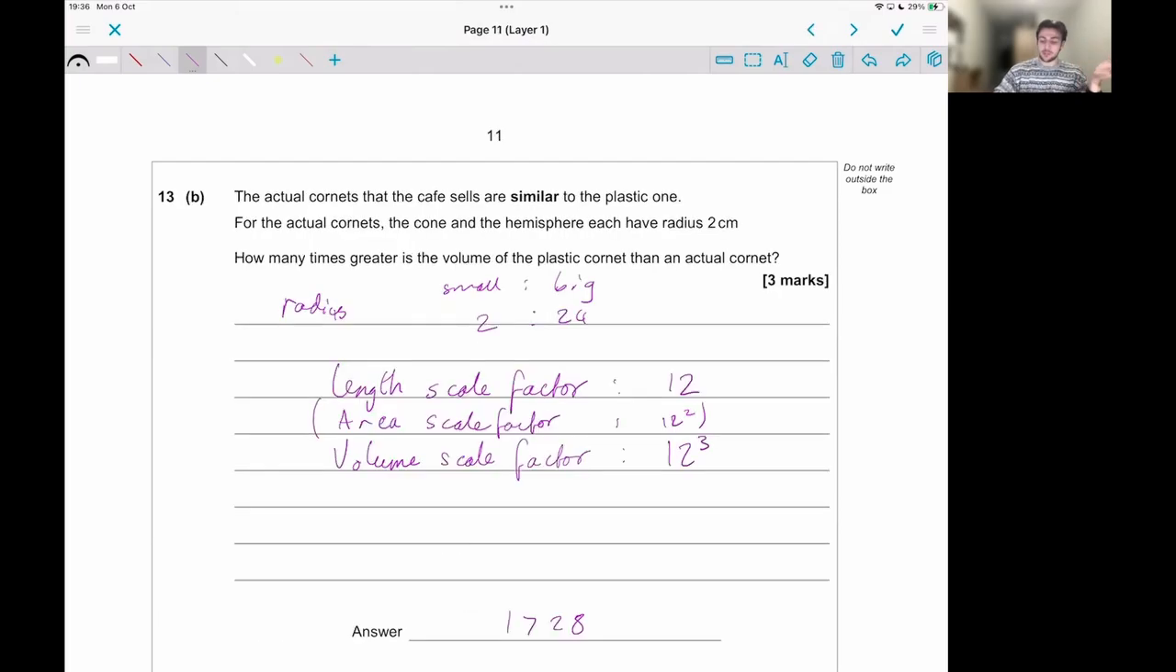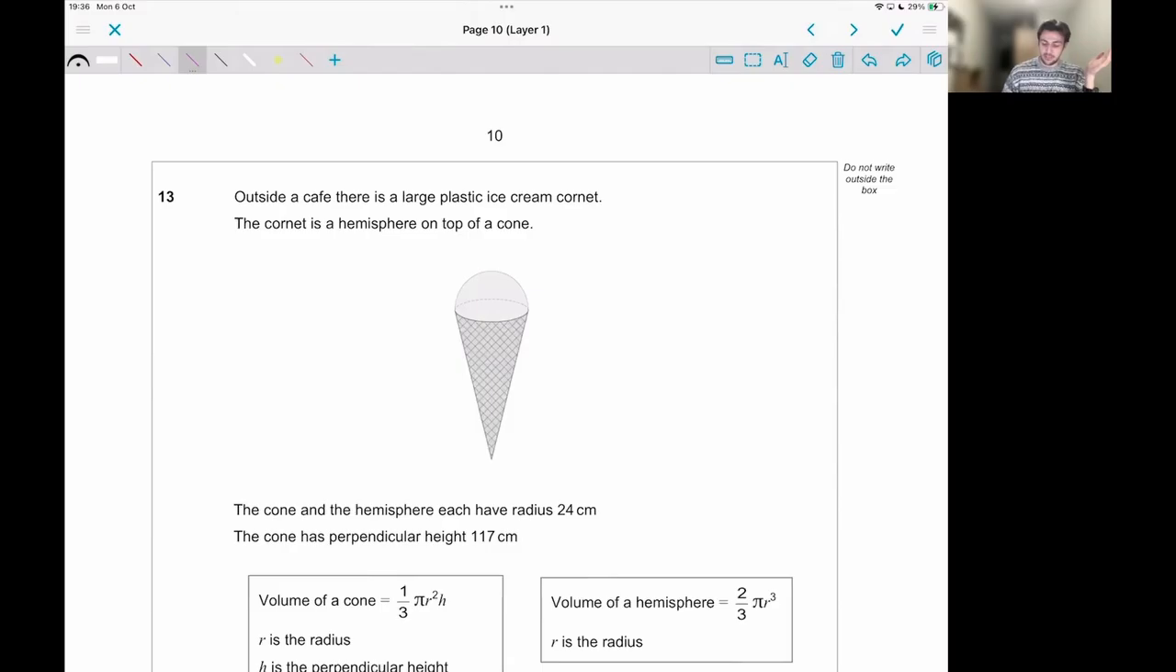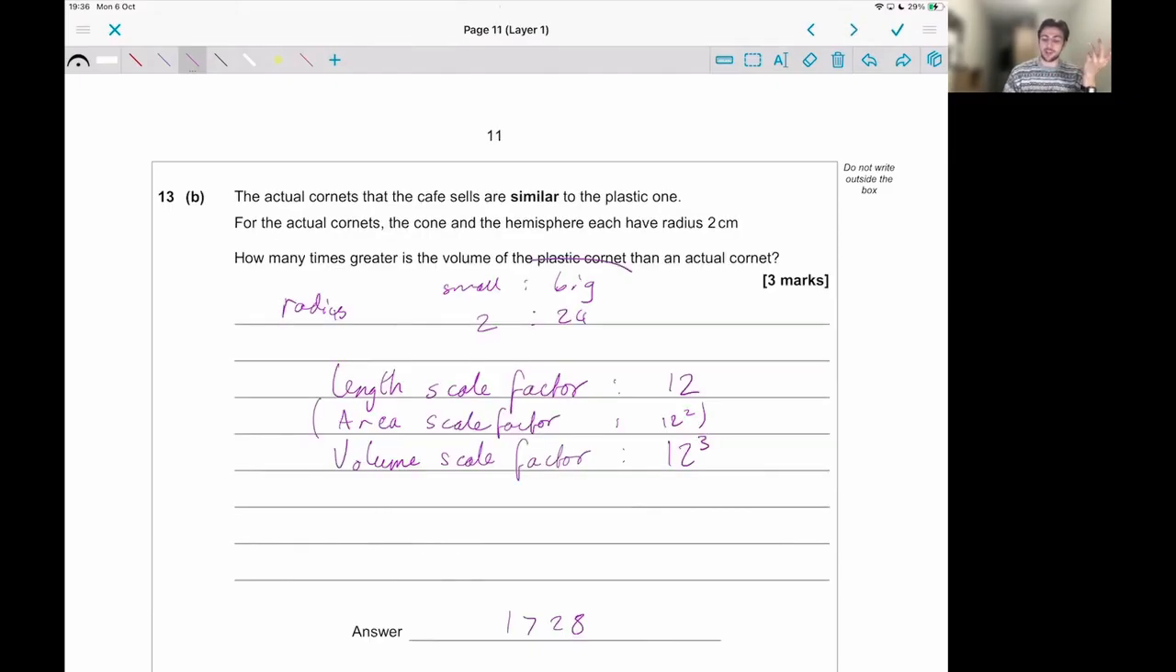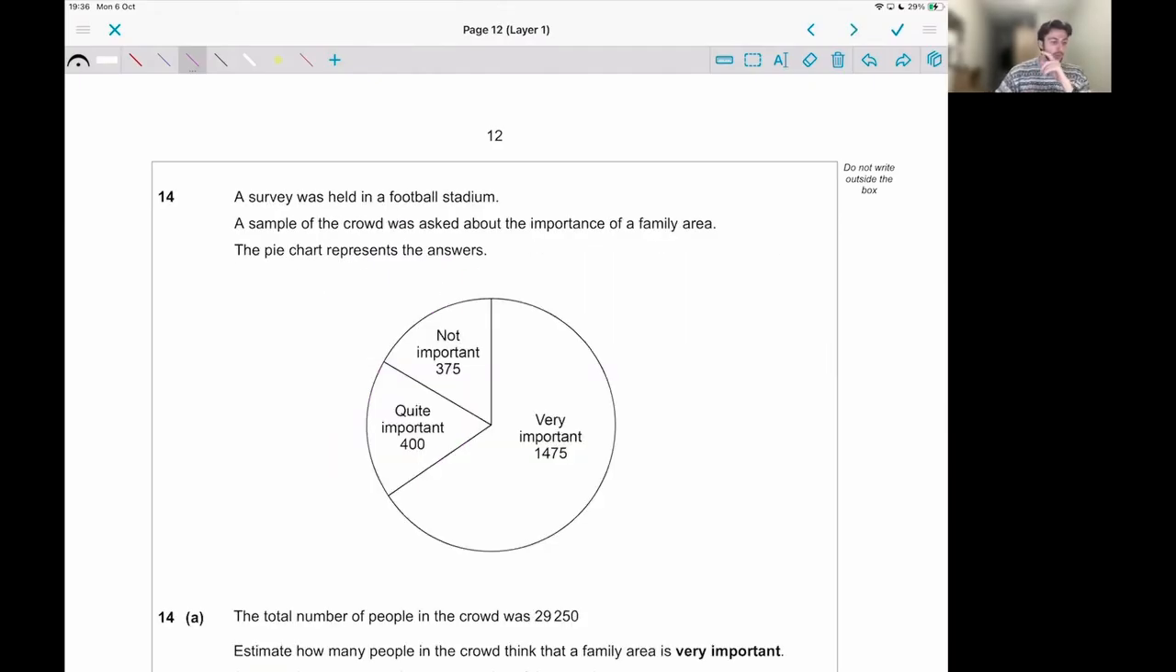We could, of course, have worked it out using these. We could have worked out the volume of the smaller cone and then just done the bigger cone divided by the smaller cone in its volume. But that would have required us to find the smaller height, which does require us to use this ratio anyway. So instead, we're going to skip all of that and we just do the volume scale factor, and it's much nicer. Moving forwards. Question 14.